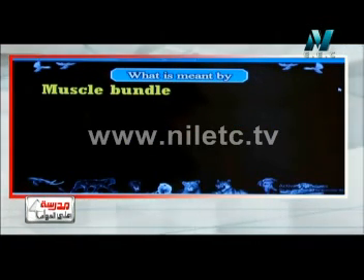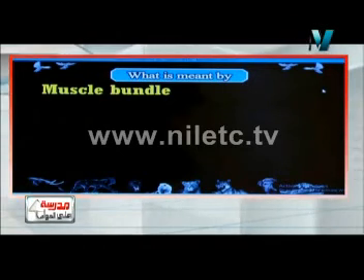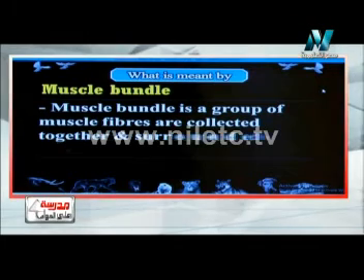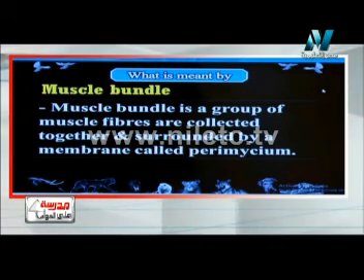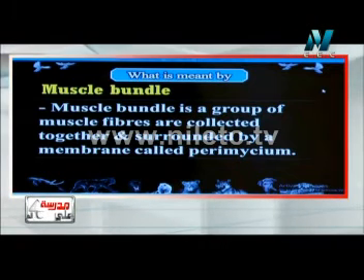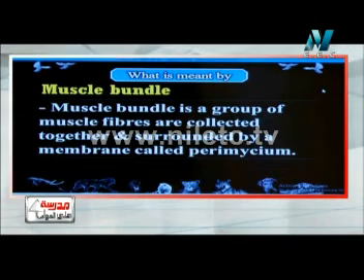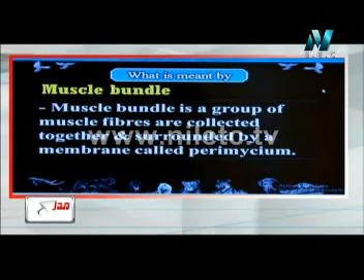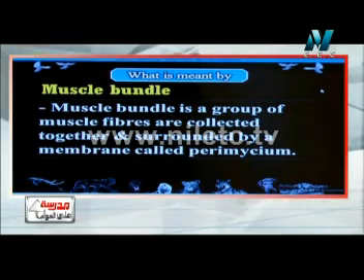The question asks about the muscle bundle. A muscle bundle is a group of muscle fibers that connect together and are surrounded by a strong membrane, which is called the perimysium. So the muscle bundle is a group of muscle fibers connected together and surrounded by the perimysium.